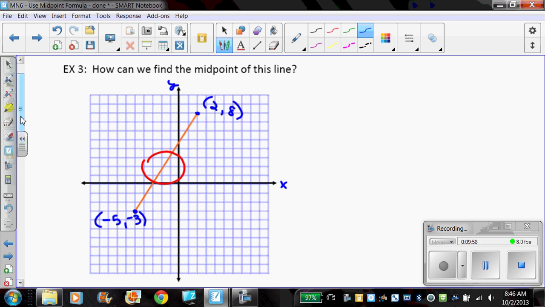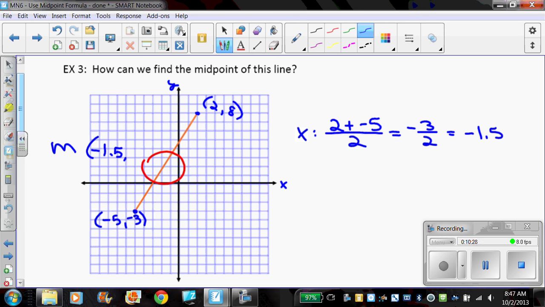So kind of like the front bottom example number 2, all we do is find the averages. We're averaging our x-coordinates. I'm going to focus on the x first. We average our x's, so 2 plus negative 5, divided by 2. That's going to give me negative 3 over 2, and that's going to give me negative 1.5. That's going to be the x-coordinate over here for the midpoint. I'm going to call the midpoint M. And so my x-coordinate is going to be negative 1.5, which is the average of my x-coordinates.